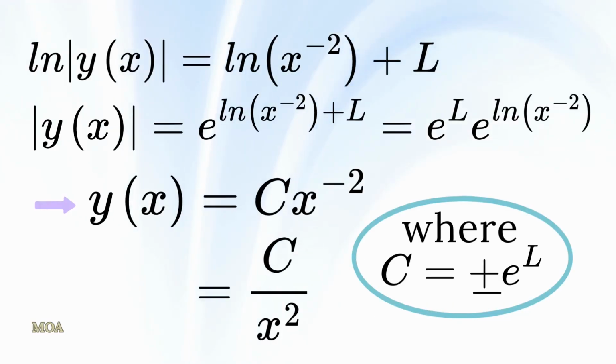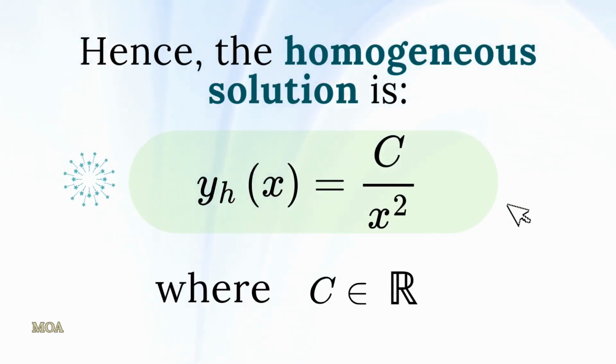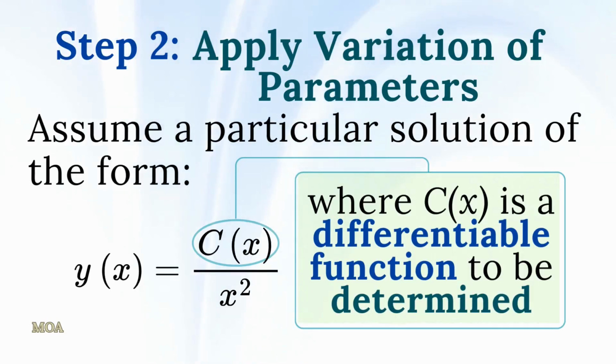Now, exponentiate both sides. This gives absolute value of y equals e to the power L times x to the minus 2. Since e to the power L is always positive, and the absolute value allows for both signs, we absorb the plus or minus into a new constant c, which can be any non-zero real number. Thus, the homogeneous solution is y sub h equals c times 1 over x squared, where c is an arbitrary real constant. In this second step, we apply the variation of parameters method.